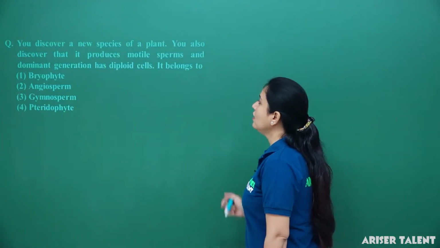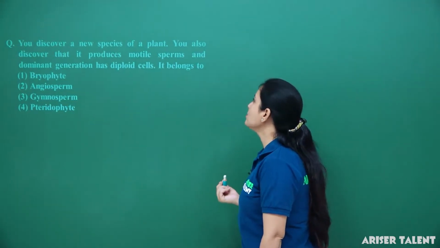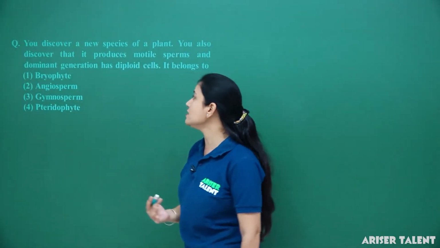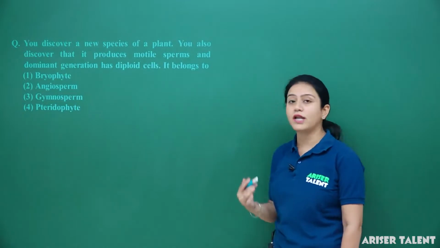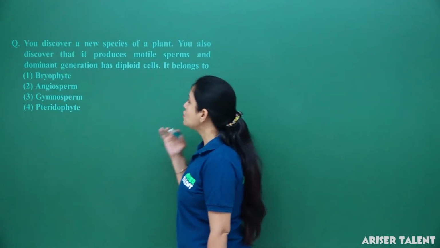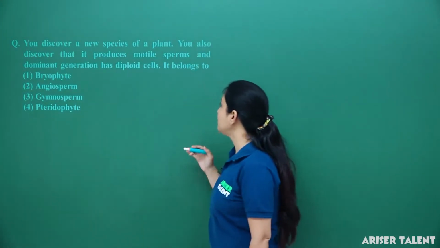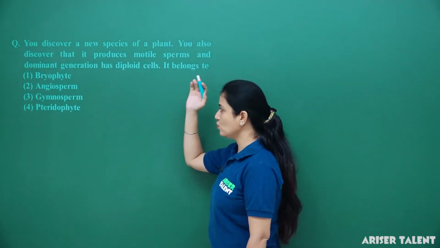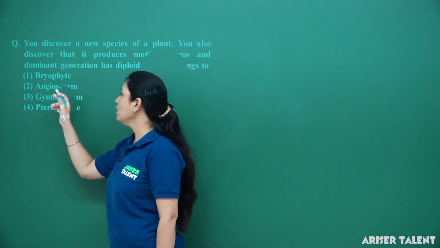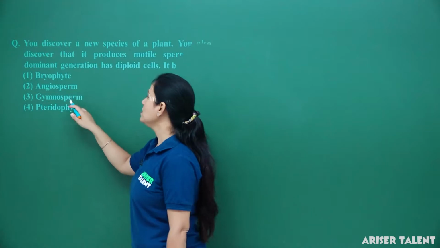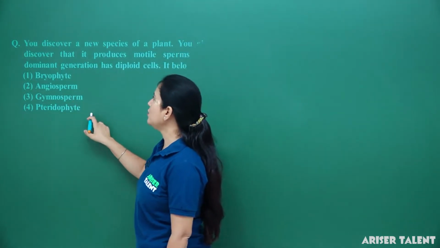Next is, you discover a new species of a plant. You also discover that it produces motile sperms and the dominant generation has diploid cells. It belongs to Bryophyta, no. Angiosperm, no. Gymnosperm, no. Pteridophyte, yes.